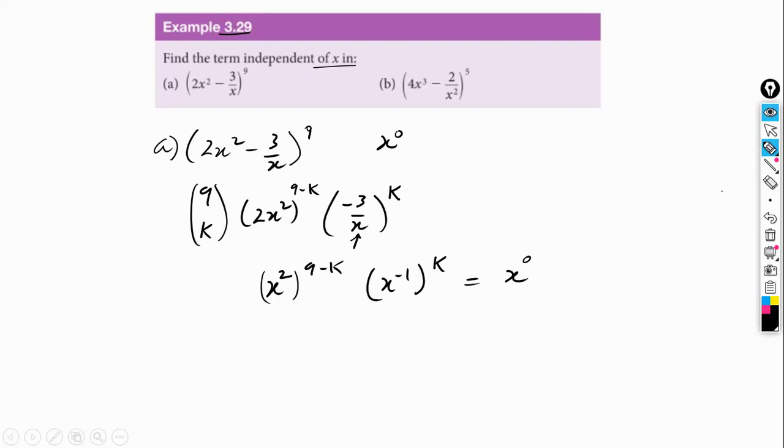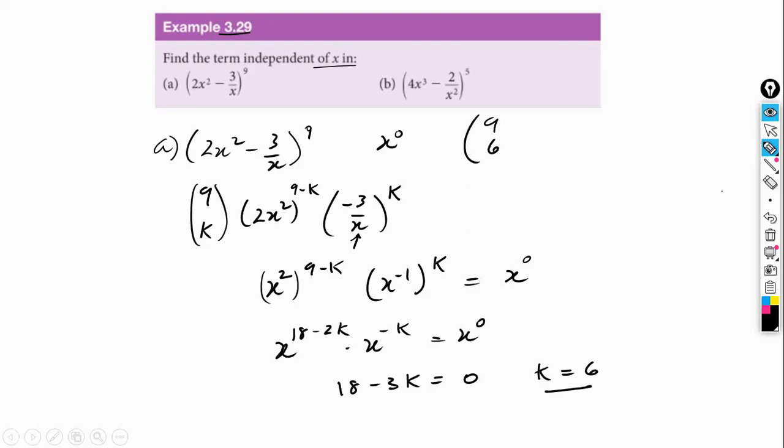So what we would do here is, let's expand this first one. So we would get x to the power of 18 minus 2k times x to the minus k. How can this equal x to the 0? So this becomes a problem of the exponents only. And notice how we get that 18 minus 3k is equal to 0. So the solution here is obviously going to be k equals 6.